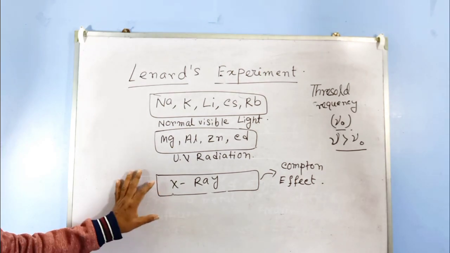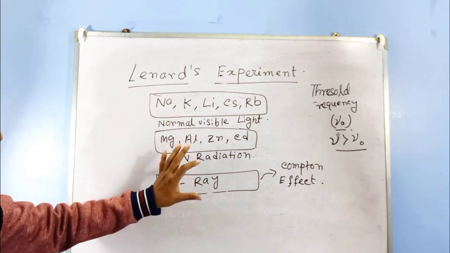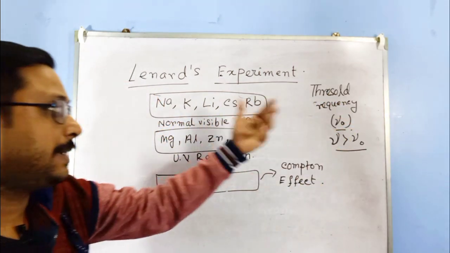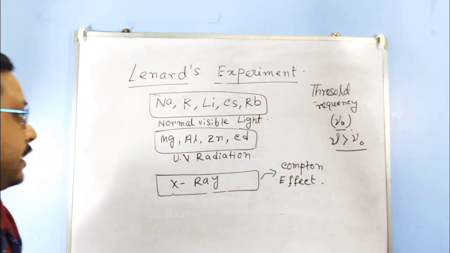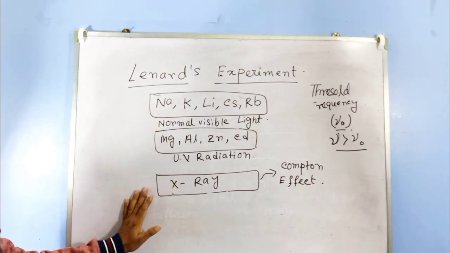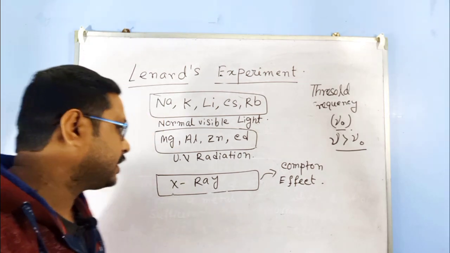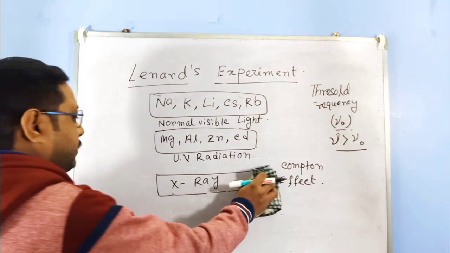So, we now know what the photoelectric effect is, how it occurs at high frequency, that is shorter wavelength light, and which metals show the photoelectric effect. Now, we go with the experimental outcome.